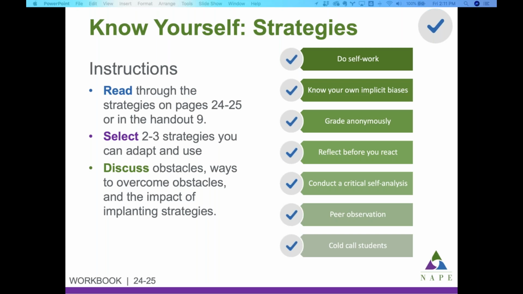Another tool here is grade anonymously. You might think that you don't have bias, but you do. We all do. And so it can affect how we grade our students. And so figure out any way that you can grade in a way that doesn't reveal who the students are.